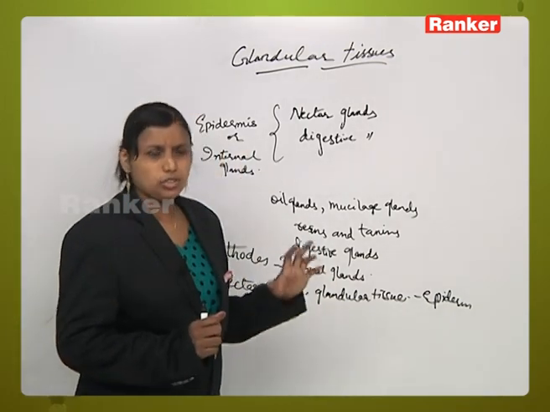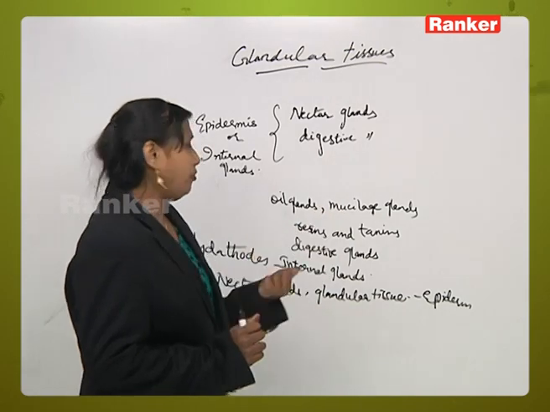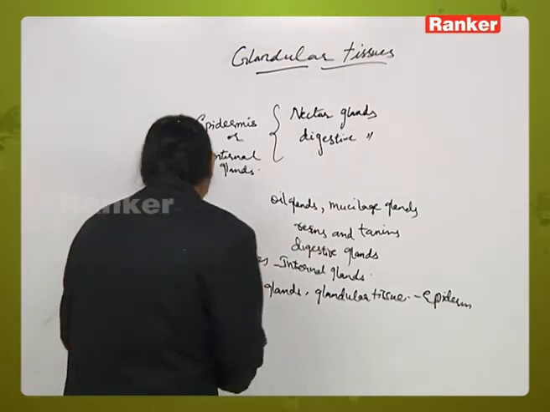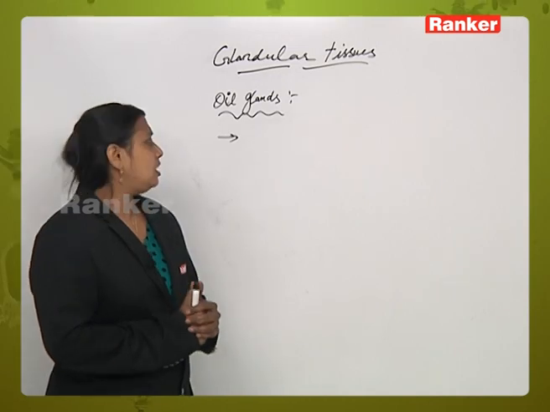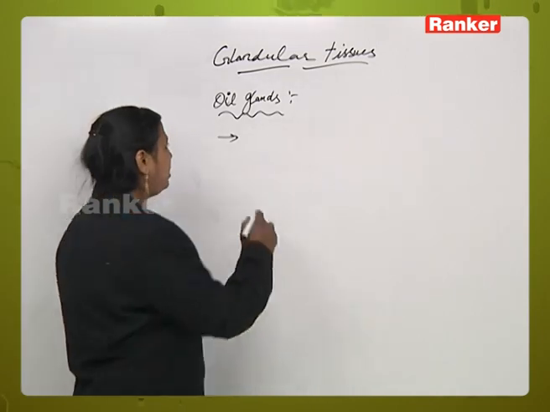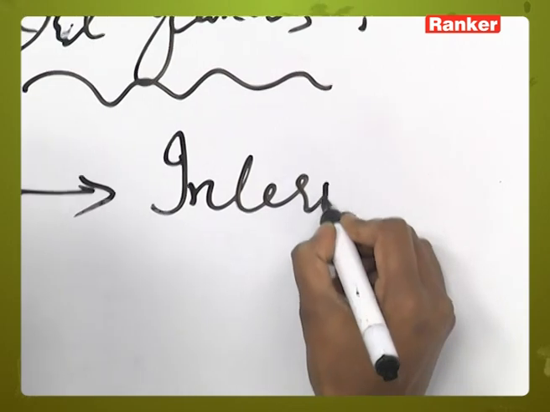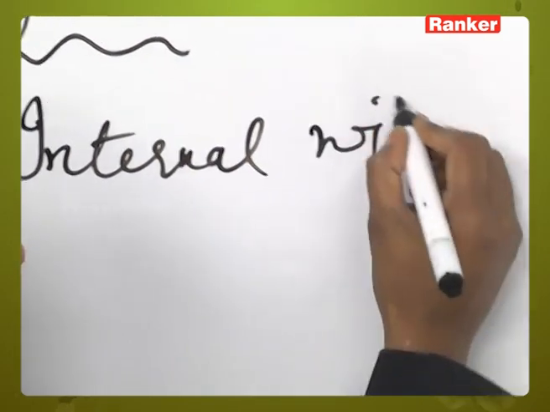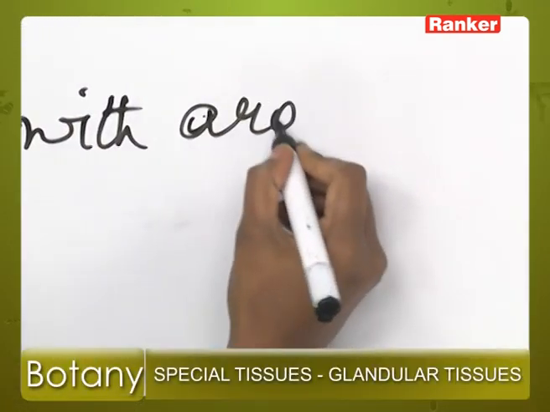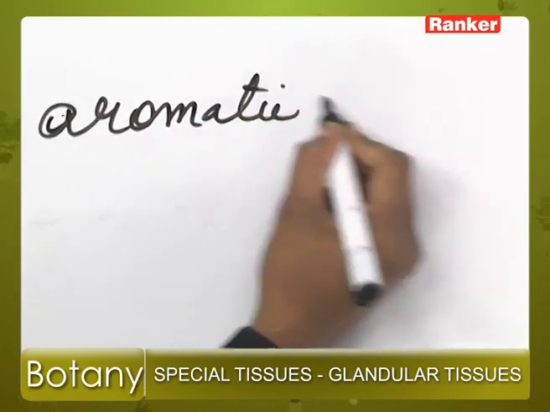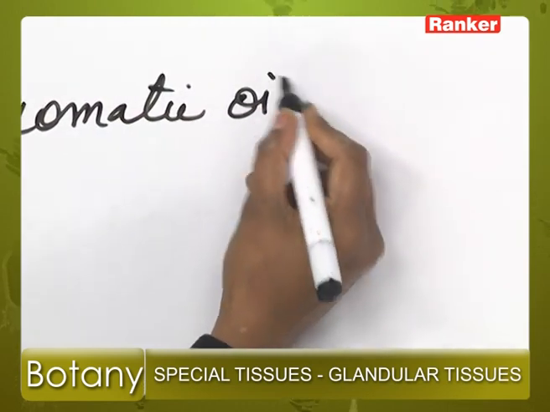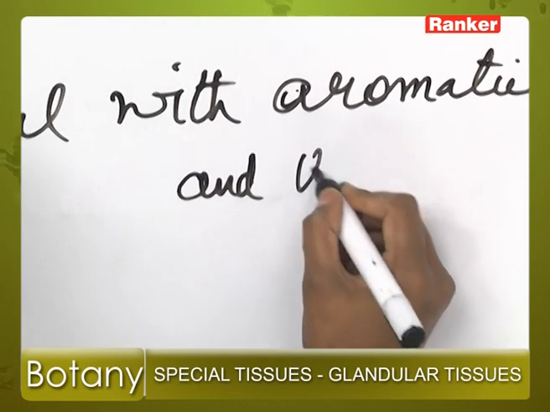We will be discussing them now, of which the first one is called oil glands. Oil glands are internal glands with aromatic oils. These are the glands which are present internally, with aromatic oils and volatile oils in them.